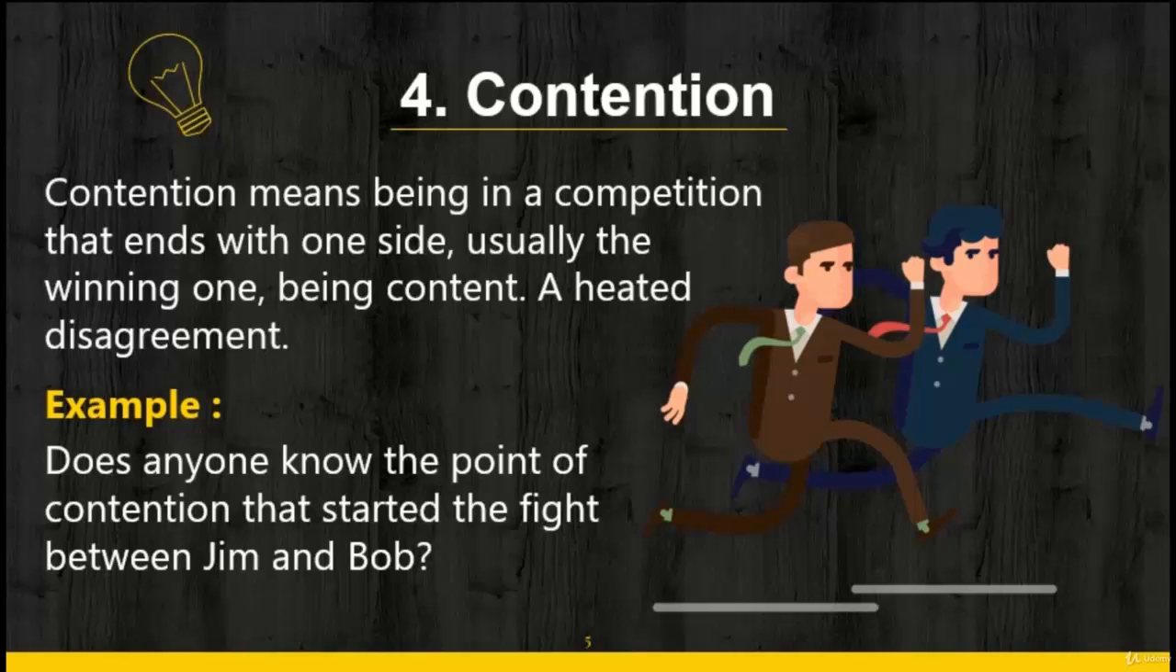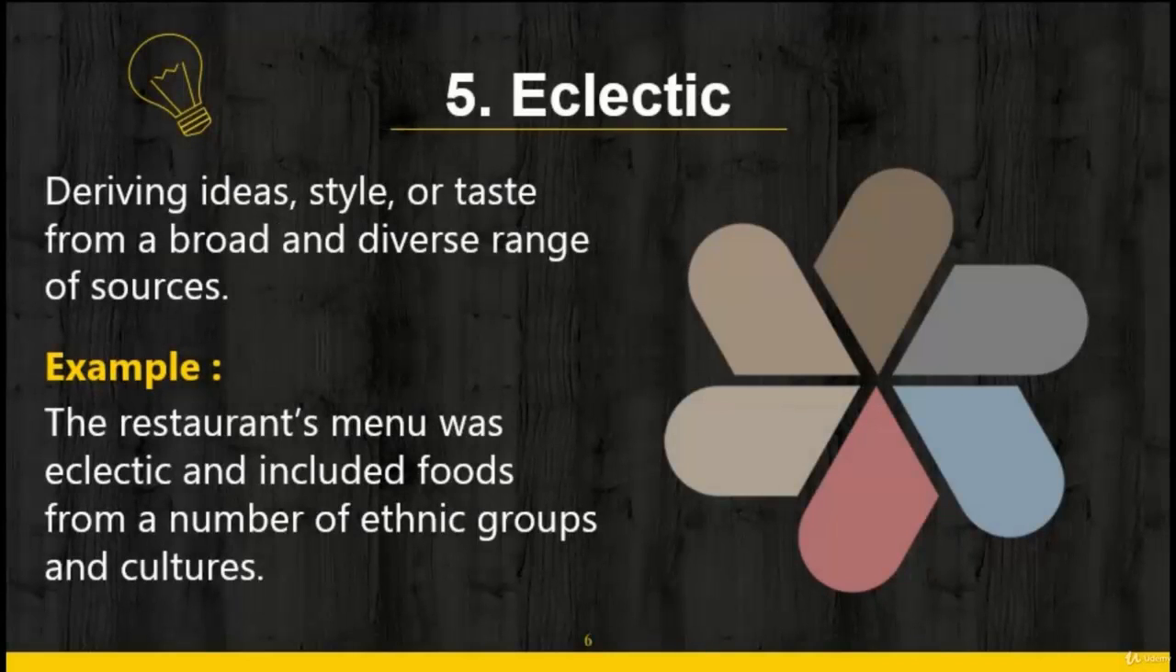Contention. Now contention means a heated disagreement, or being in a competition that ends with one side, usually the winning one, being content. For example, does anyone know the point of contention that started the fight between Jim and Bob? So contention is basically a disagreement, anything on which you don't agree, between 2 people, 3 people, or maybe more than that.